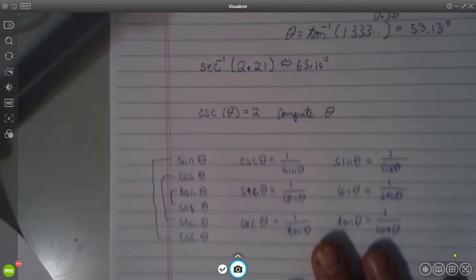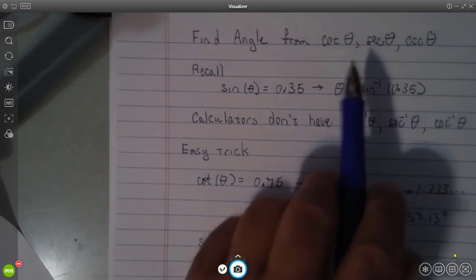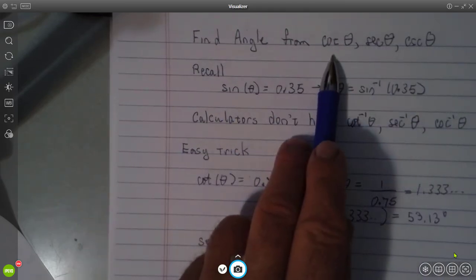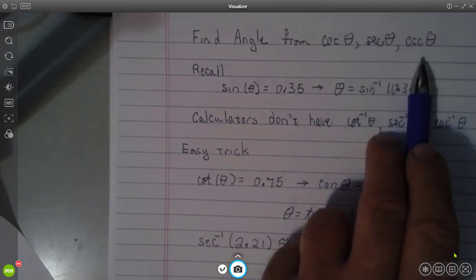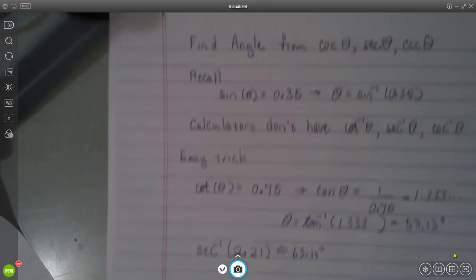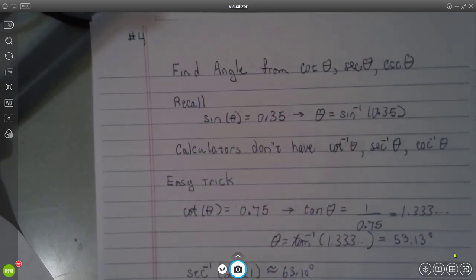So there is how to find the angle if you know the cotangent, secant, or cosecant. You simply take its reciprocal, convert it to tangent, cosine, or sine, and then you are ready to use the functions that are built in on your calculator.